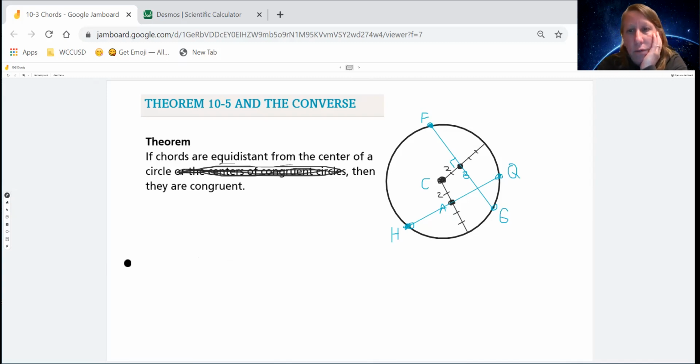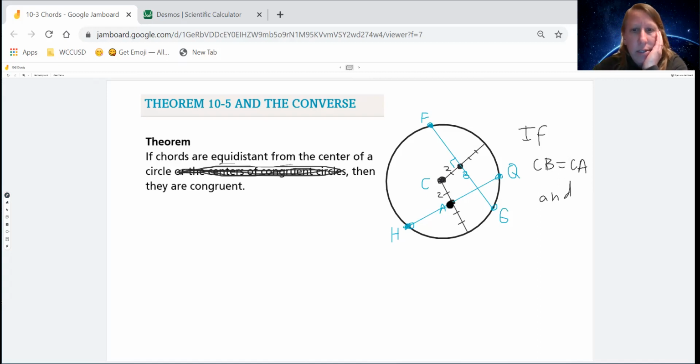Okay, so if we have CB, and it says equidistant, so I'm going to use the distance instead of the shapes. So distance is a number. So I'm going to say if CB equals CA, they're both equal to 2, right? They're equally distant from the center point. So this is 2 away and this is 2 away.